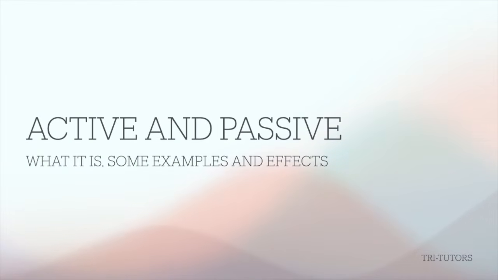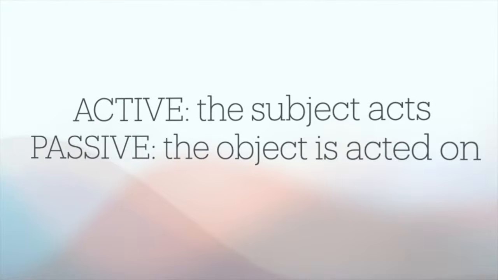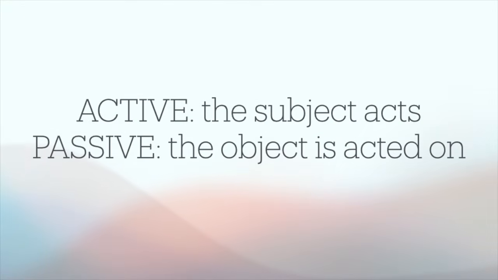In today's video we're going to be looking at the active and passive voice. We're going to be discussing what it is, some examples, and then the effects of using active and the effects of using passive voice. So put simply, active is when we are focusing on the subject acting, whereas passive is when we focus on the object which is being acted upon.